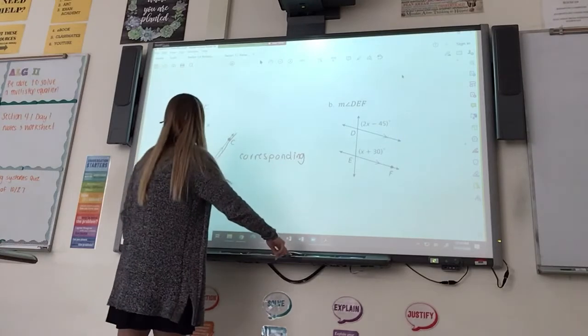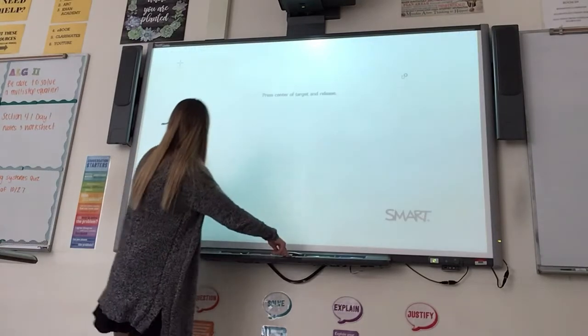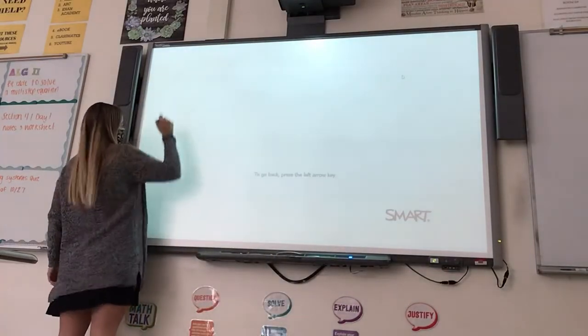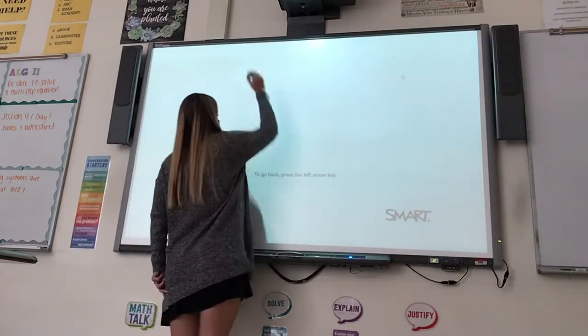Wait, why would x be the measure of angle ABC? I thought you add the 8. If you look at the picture, do you see that x is in the corner of angle ABC? Yeah, so it's just x. Yeah.